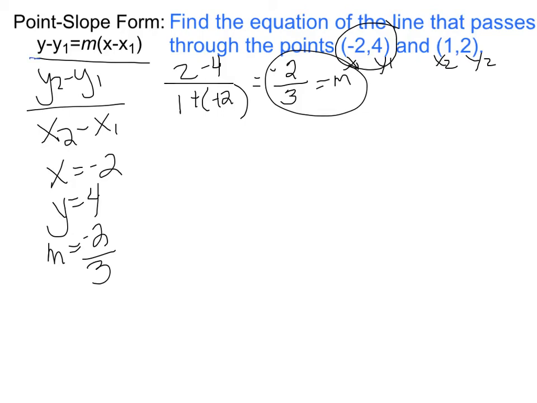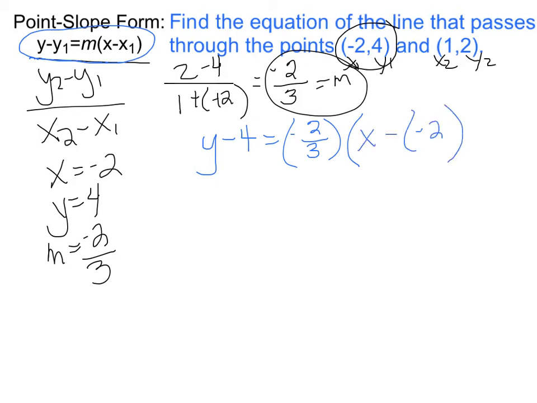We're going to use the point slope formula to get the equation of the line. Remember, your generic y never changes. Your y1 is 4. Your m is negative 2/3. Your generic x never changes, and your x1 is negative 2. And these two negatives we know make a positive. So when we simplify it, we get y minus 4 equals negative 2/3 times x plus 2.